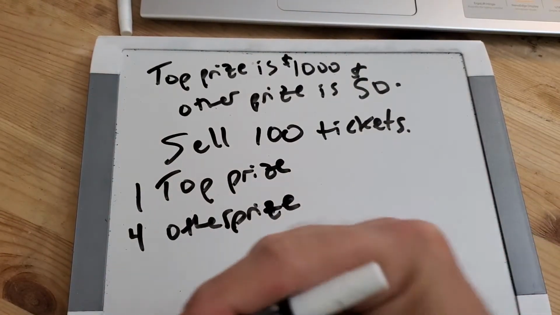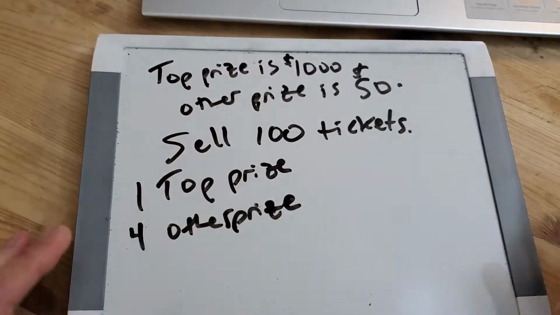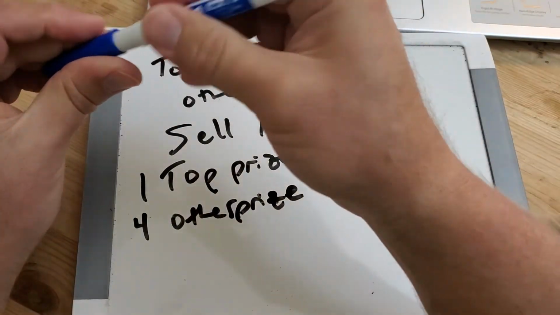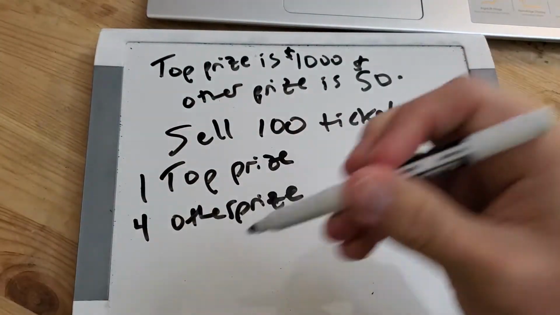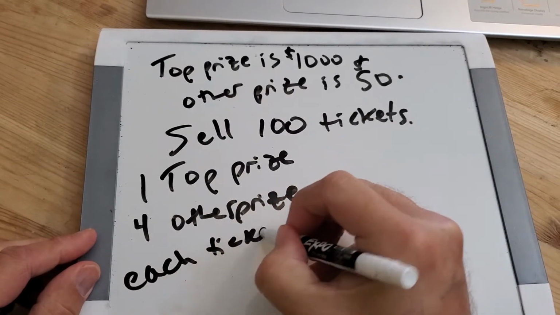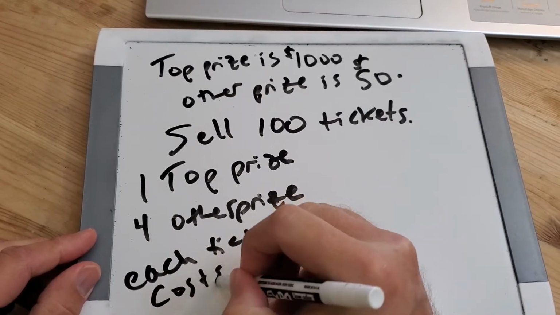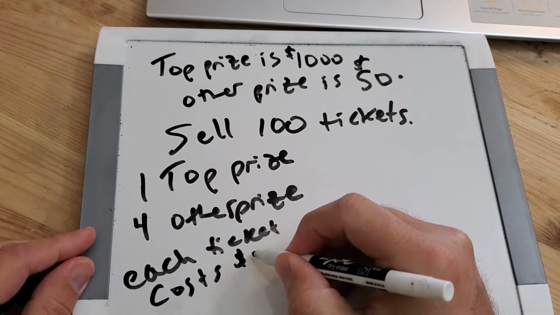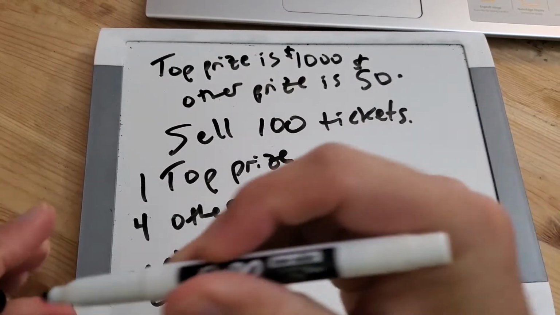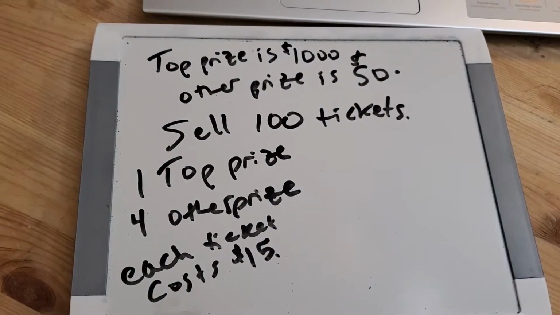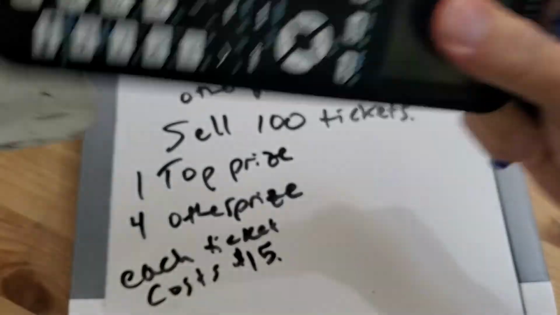All right. So what you're going to want to do to figure out the expected value to see if you should play. Now, one thing missing. Sorry. Each ticket costs, it's a $1,000 prize. Let's make it $15. Just make it interesting. I like it. All right. Now I'm going to pause. Okay. Just want to have my calculator handy for later.